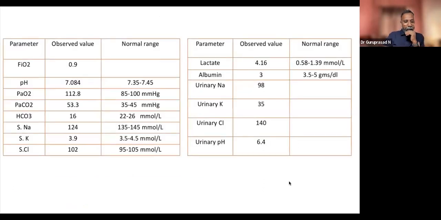So these are the given values. The patient is on FiO2 of 0.9 with a pH of 7.08. The PaO2 is 112. The PCO2 is high, 53.3. The bicarb is low. There is acidosis. So here again there is both respiratory and metabolic acidosis. Now you have to calculate the degree of change. Sodium is 124, chloride is 102, lactates are very high, the albumin is low. Then they have given a urinary sodium, potassium, and chloride, and the pH.